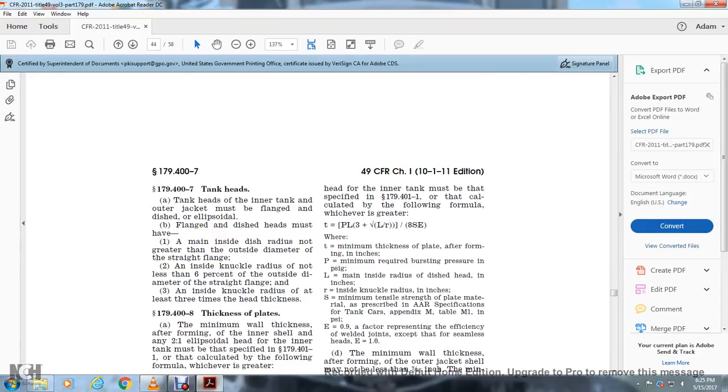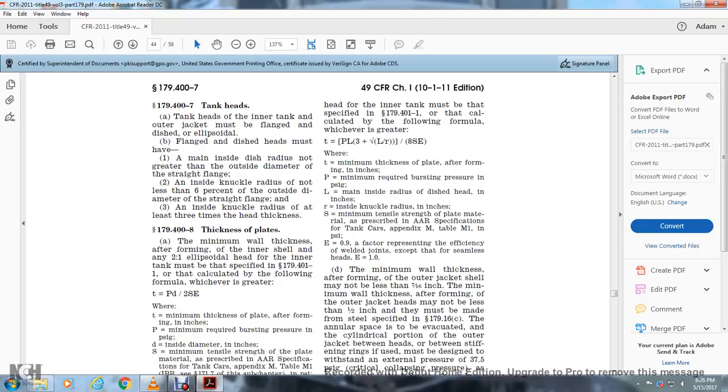179-407, the tank heads for the inner tank outer jacket must be flanged with the dish or ellipsoid, and the flange of the dish head must have a main inside dish radius not greater than the outside diameter of the straight flange, inside knuckle radius not less than 6% of the outside diameter of the straight flange, inside knuckle radius with at least 3 times the thickness.